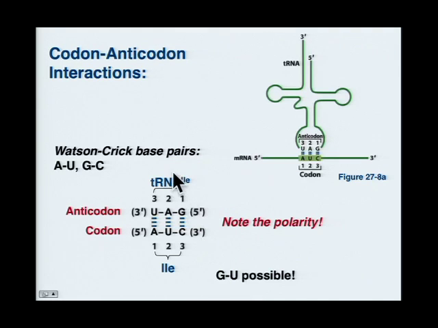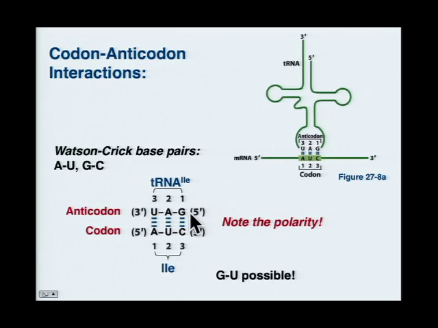And so here's a little bit more resolution. We can always think about Watson-Crick base pairing. We know these are RNA to RNA base pairs, right? So we have A to U, not A to T, and we have G to C. And so it's anti-parallel here. But here's a little hint. It turns out that there's other non-traditional, non-Watson-Crick base pairing that can occur at this 5' position of the anticodon.